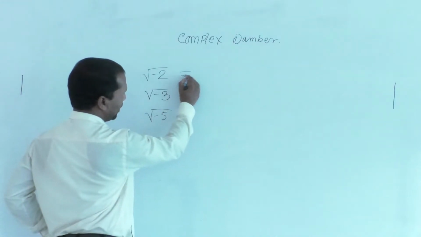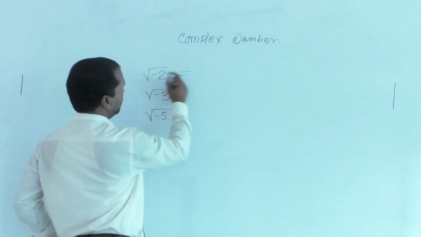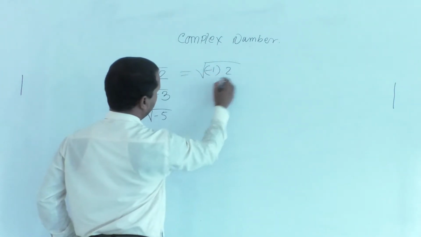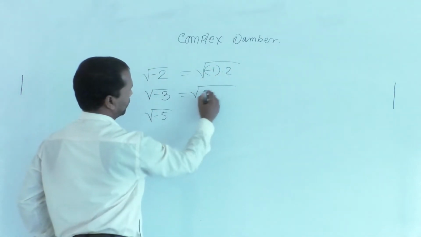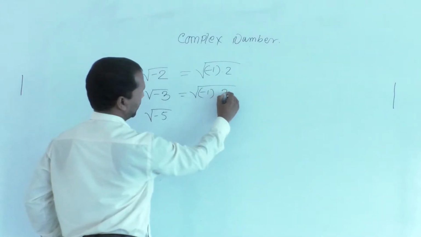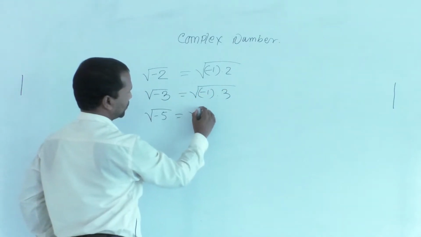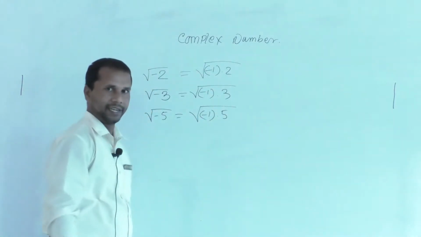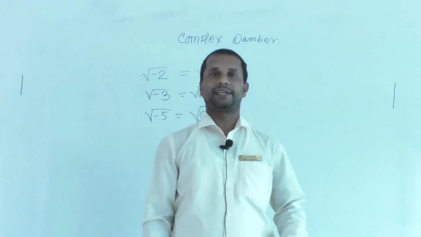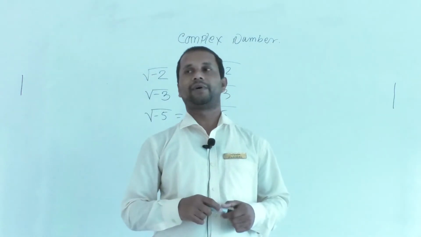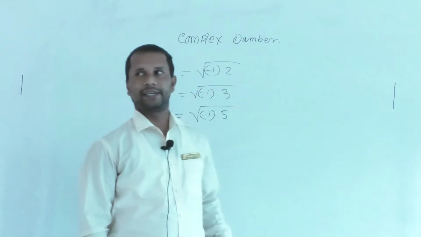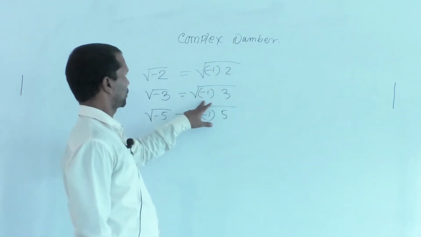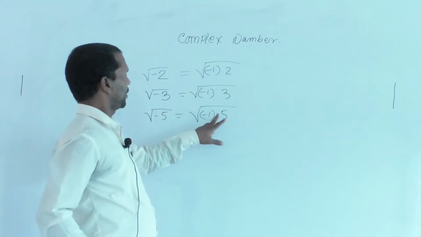But if you simplify, root over minus 2 equals root over minus 1 into 2, root over minus 3 equals root over minus 1 into 3, root over minus 5 equals root over minus 1 into 5. Then the very interesting fact is that before every number, there is a minus sign: minus 1 into 2, minus 1 into 3, minus 1 into 5.